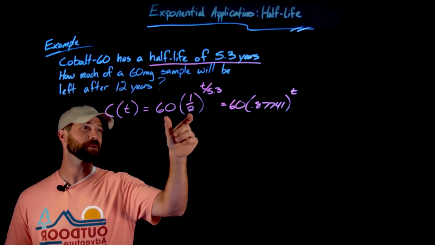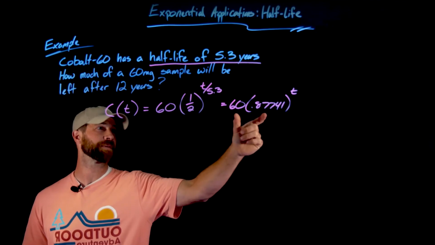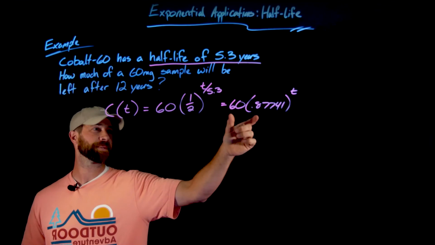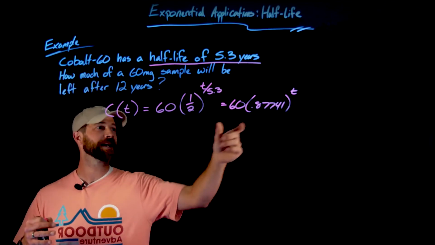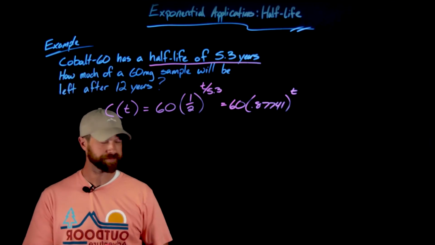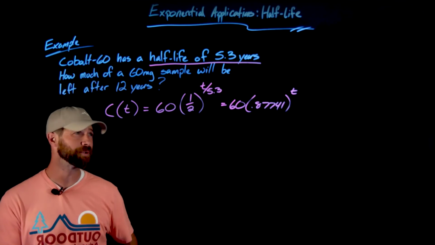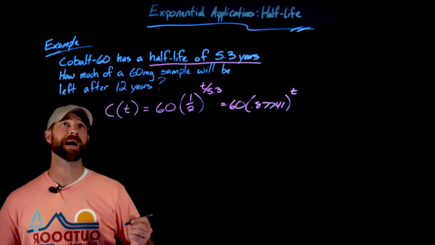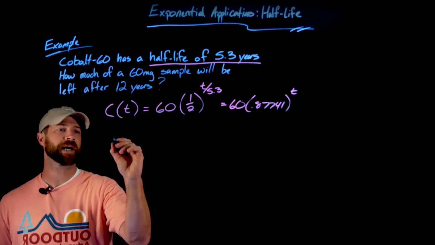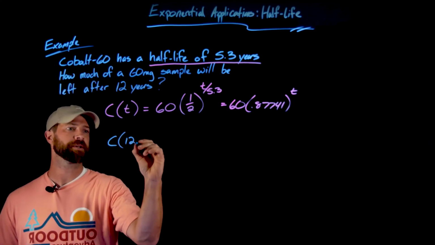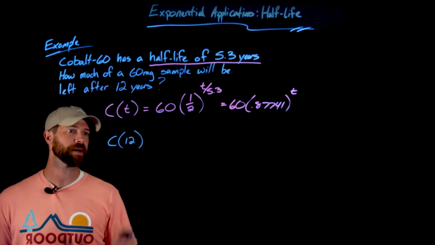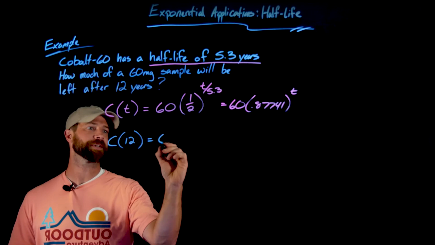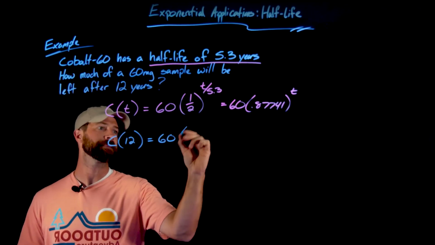Now I can use either one of these models. Generally speaking, I will always create this version of the model. It's a little bit easier to work with. Not a ton, but especially when I need to solve for t, I find this to be a bit easier. But either way, we move forward. We're being asked about the amount of this after 12 years. And so now that we have our model, all we need to do is find C of 12. This will find us the amount of cobalt after 12 years, given an initial amount of 60.